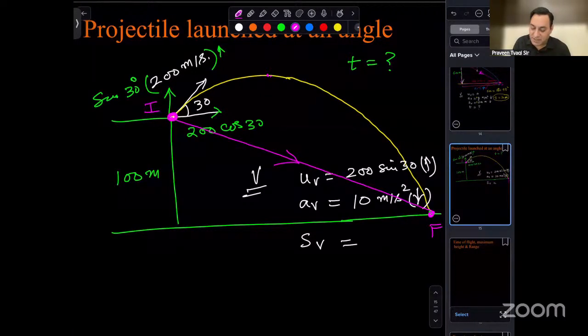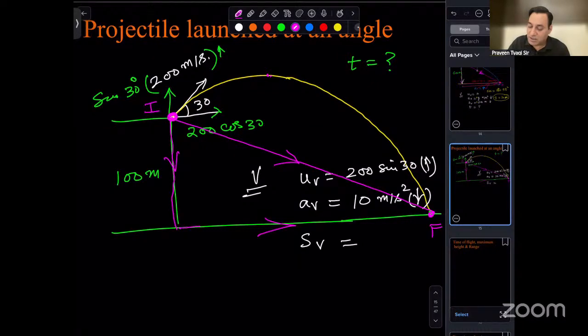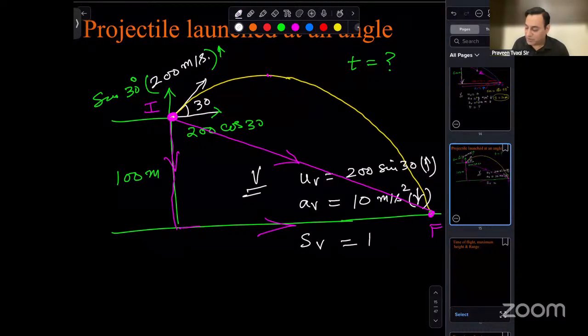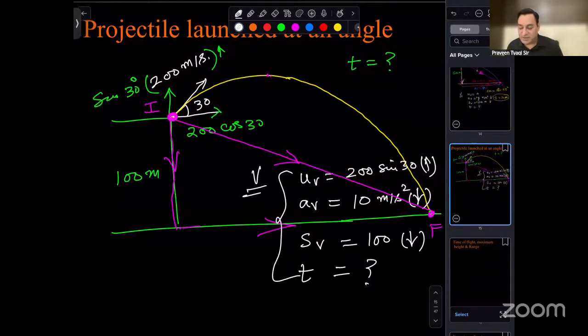This displacement has a vertical component which is 100 meters downwards, and has a horizontal component. Now I am interested only in vertical displacement. So vertical displacement will be 100 meters downwards. And time I have to find out. And I will get this equation, s is equal to ut plus half at square. I'll be able to solve it. I can assume downward direction to be positive. So I can say this is plus, and this is minus.